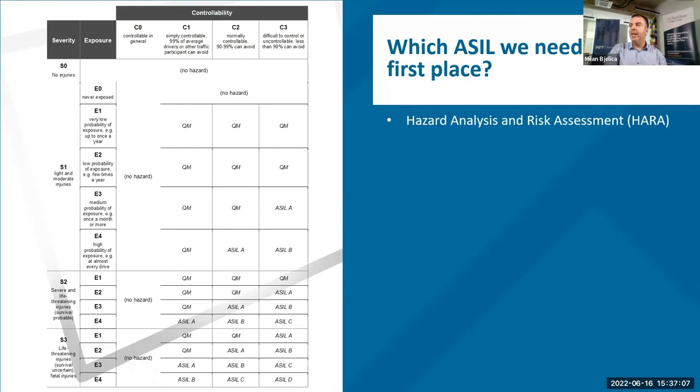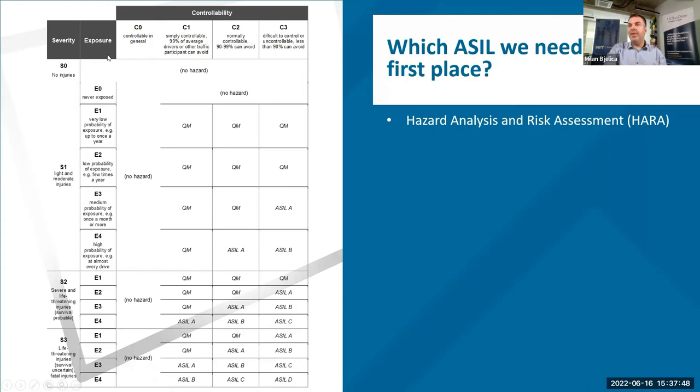The hazard is actually an imagined situation. So we start with hazard analysis. We imagine all the situations that our system may be in. Then for each imagined situation, we decide what the severity is in case of some actuating events. Severity can be the outcome of the hazardous event: no injuries, light and moderate injuries, severe and life-threatening injuries with probable survival, and life-threatening injuries with uncertain survival. So these are S0 to S3.